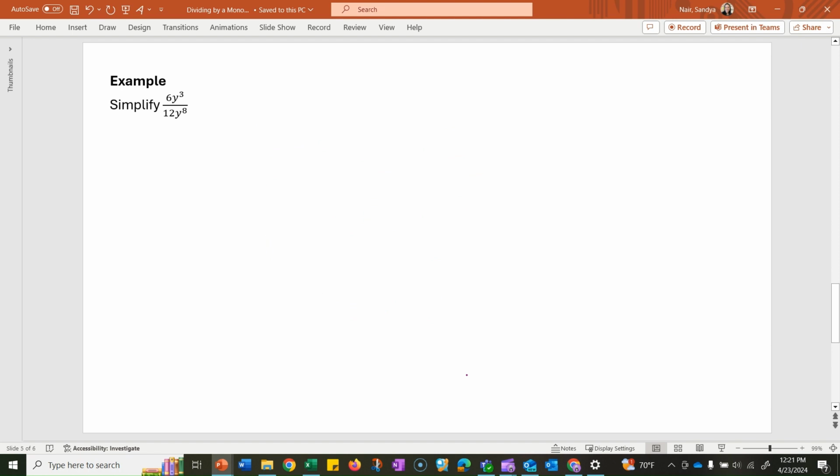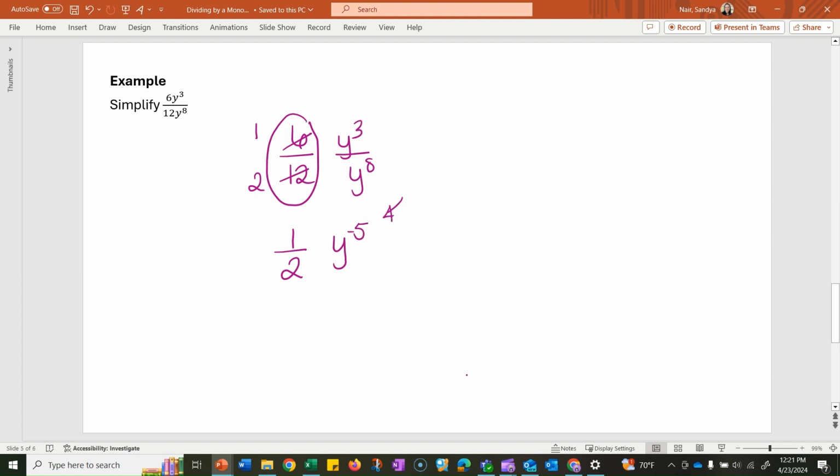Now let's simplify this problem. We have 6y cubed over 12y to the 8th. We can think about this as kind of being like two fractions, so we can just take it apart. 6 over 12, well, 6 is not divisible by 12, but I can reduce this like it's a fraction. 6 goes into 6, and then 6 goes into 12 twice. So I just have 1/2. And then y cubed over y to the 8th, when I subtract the exponents, I have y to the negative 5. Remember, a negative exponent means the reciprocal, so I can rewrite this as 1 over 2y to the 5th. If I move it to the denominator, it's going to have a positive exponent.